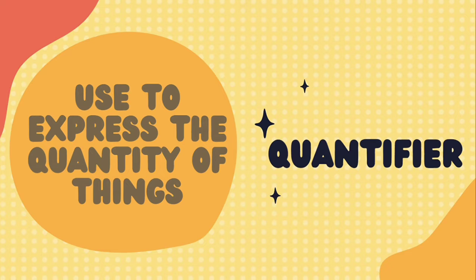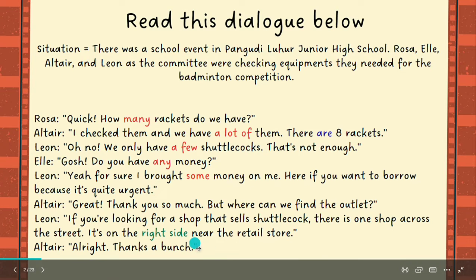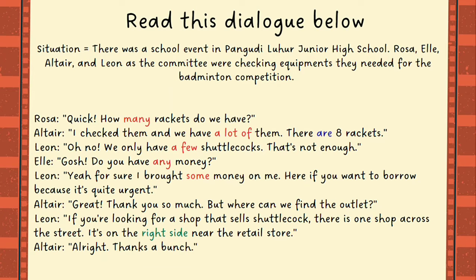Okay, so let's go back to the dialogue now. The blue color represents the grammatical forms: are is used if the nouns are plural, while is is used for singular nouns. And for the last color, the green one, that represents the locations, or we can also say prepositions of place.